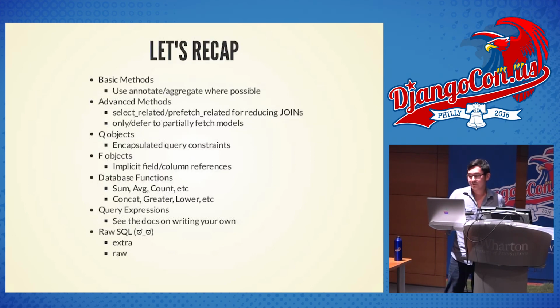So let's recap, right? We had our basic methods where we can annotate and aggregate where possible. Our advanced methods where we can reduce joins with select_related and prefetch_related and use only and defer to partially fetch data. Our Q objects, which were encapsulated query constraints. Our F objects, which were implicit field references. Our database functions, the Sum, Average, Count you might know, Concat, Greatest, Lower you might not. Query expressions, which are crazy powerful, and see the docs if you need to write your own. And raw SQL, right, with extra and raw.